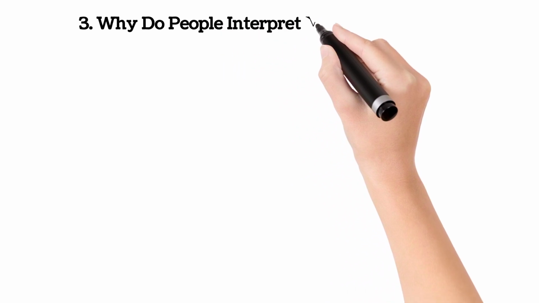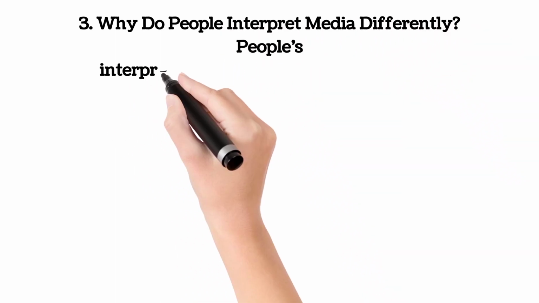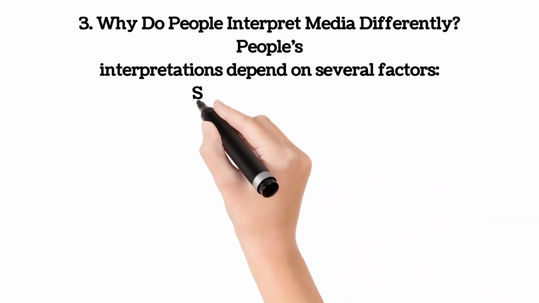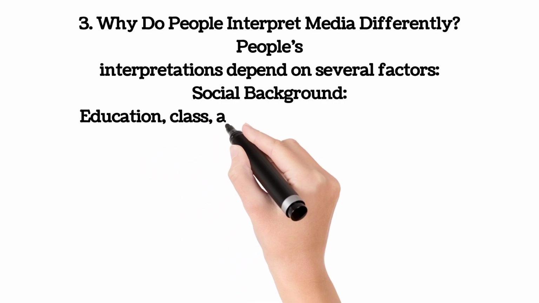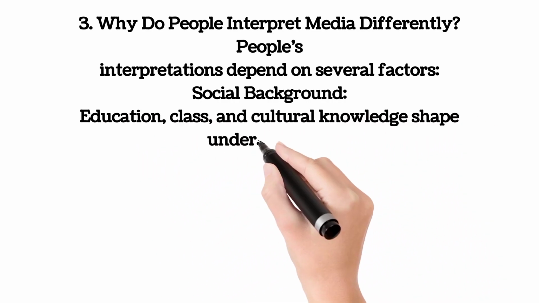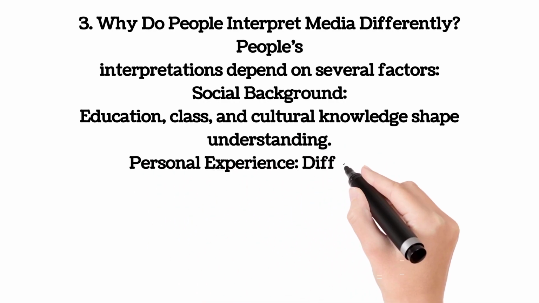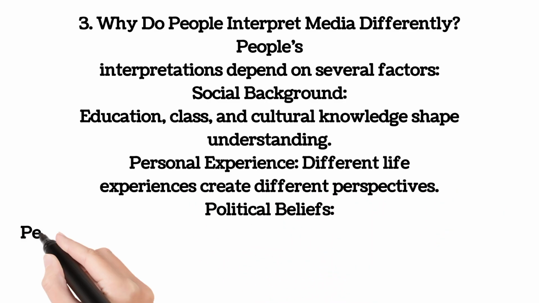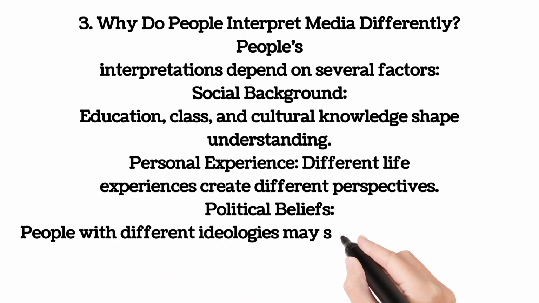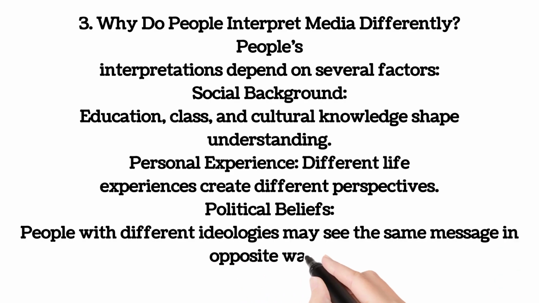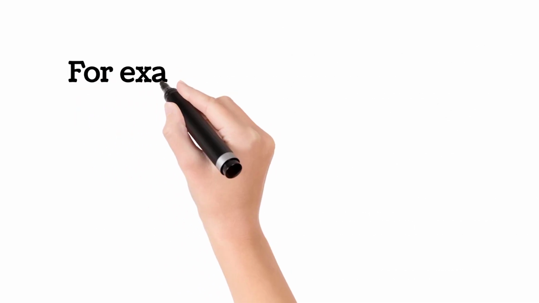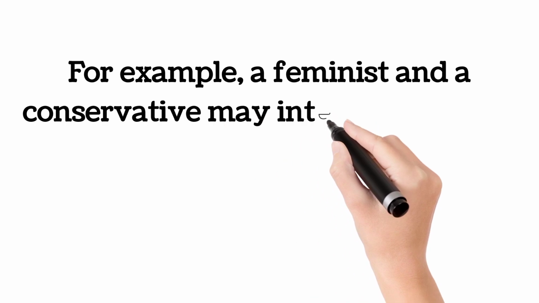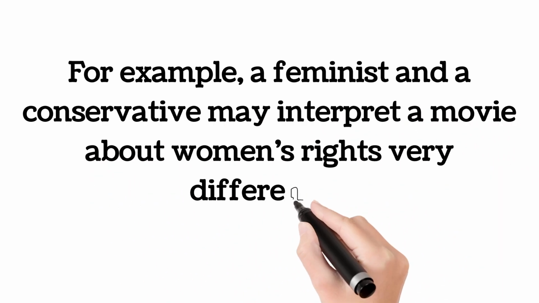Three. Why do people interpret media differently? People's interpretations depend on several factors. Social background, education, class, and cultural knowledge shape understanding. Personal experience. Different life experiences create different perspectives. Political beliefs. People with different ideologies may see the same message in opposite ways. For example, a feminist and a conservative may interpret a movie about women's rights very differently.